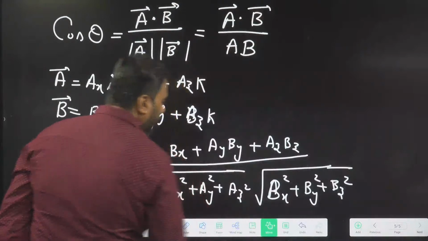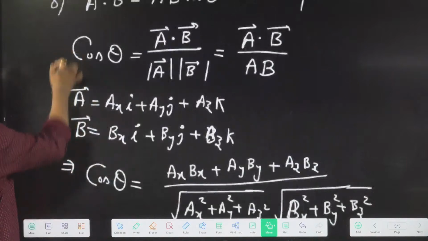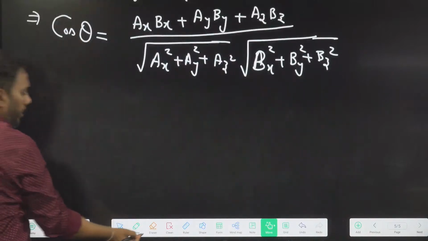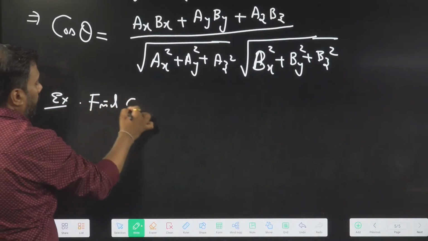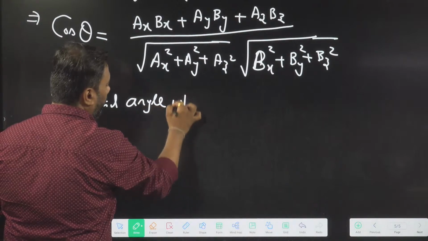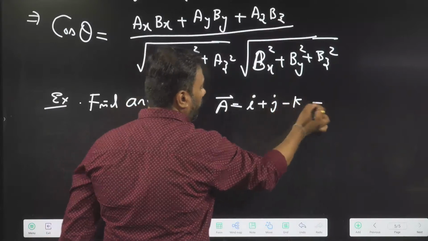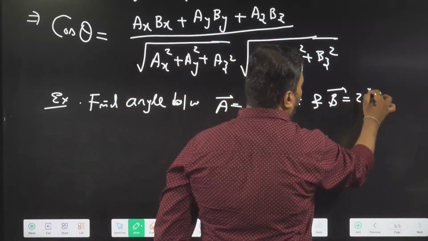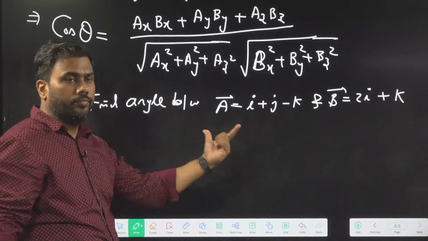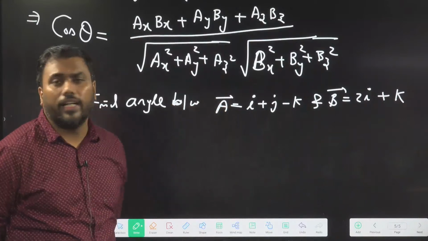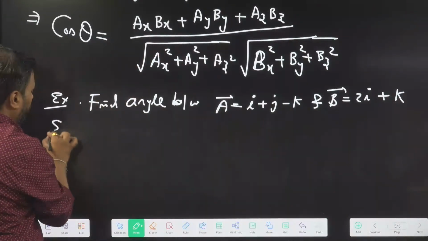Okay, so let us solve one example on this part. This was the 8th property. Yes, so an example on property number 8. Find the angle between A vector, which is i plus j minus k, and B vector, which is 2i plus k. These are two vectors. We will find the angle between these two vectors. I will solve this question for you.